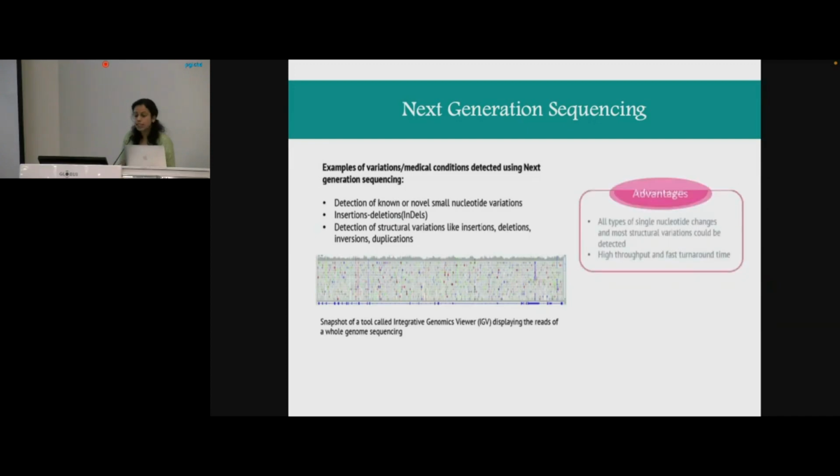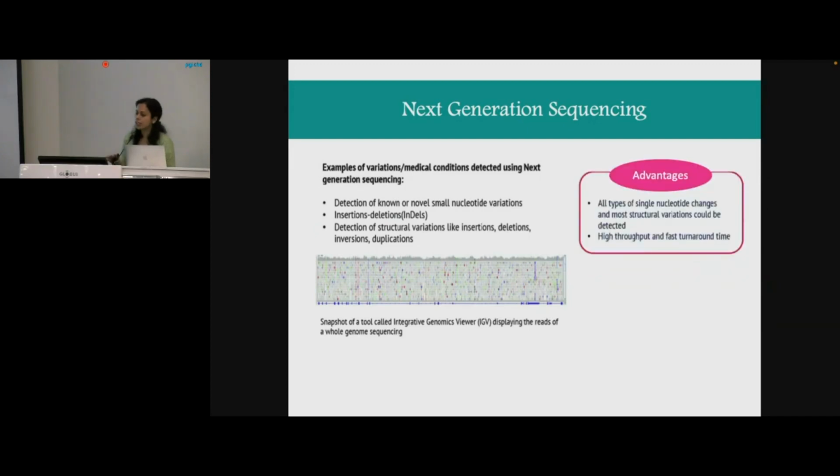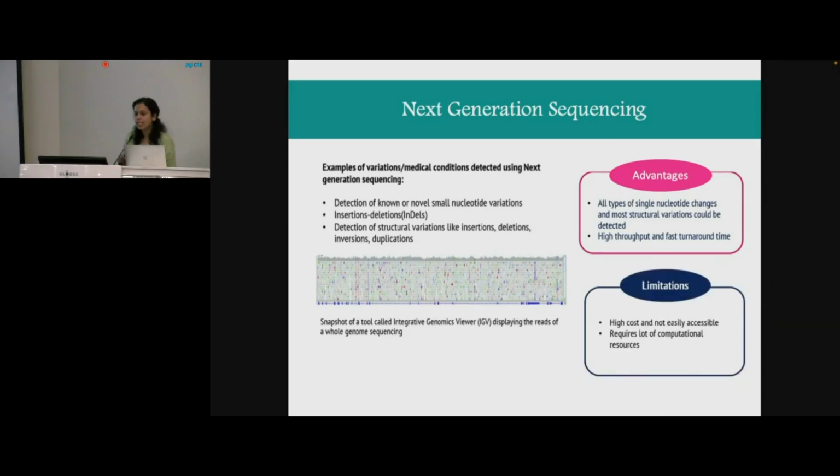It will tell you about insertions and deletions also, and nowadays very new algorithms are coming which can even tell you about structural variations also. Even inversions, insertions, deletions, duplications, everything can be done through NGS. The advantage is that all types of SNVs and most of the structural variants nowadays can be covered through NGS. It is high throughput with a fast turnaround time. The limitation is that the cost is a bit high. It is not easily available at every lab, and it requires a lot of computational expertise and resources.